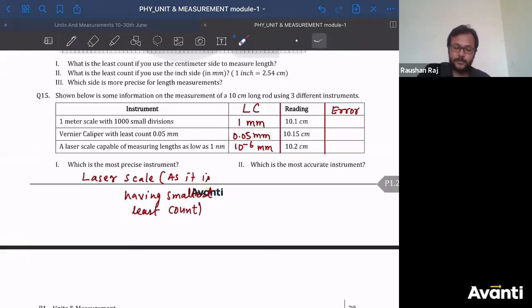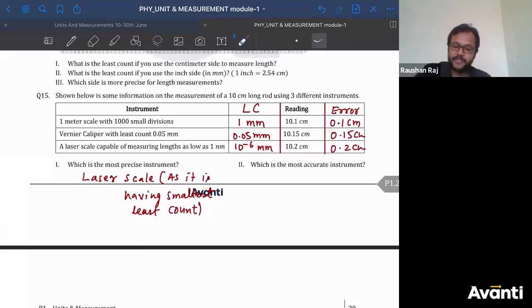अच्छा, what about the measurement? तो measurement में देखो, the actual length of the rod is 10 centimeter, but with the help of meter scale, it has only measured 10.1. It has measured 10.15. It has measured 10.2. So what is the error here? Here error is 0.1 centimeter, 0.15 centimeter, 0.2 centimeter.